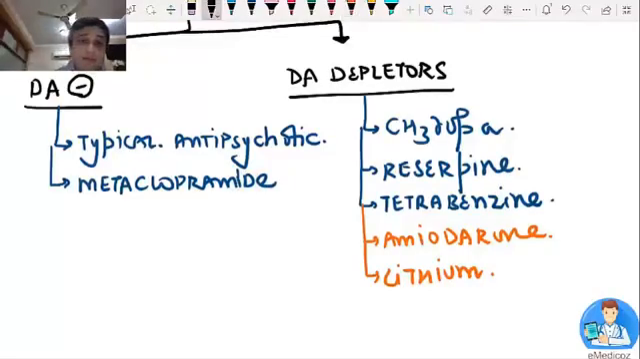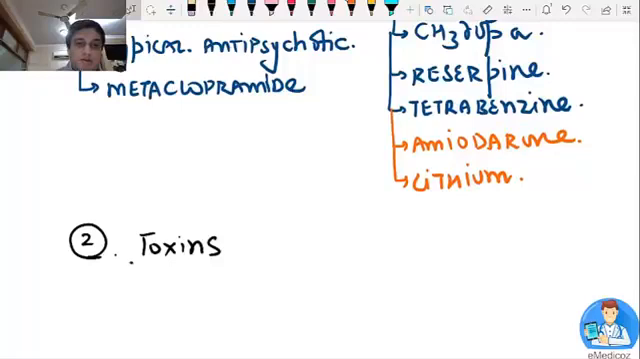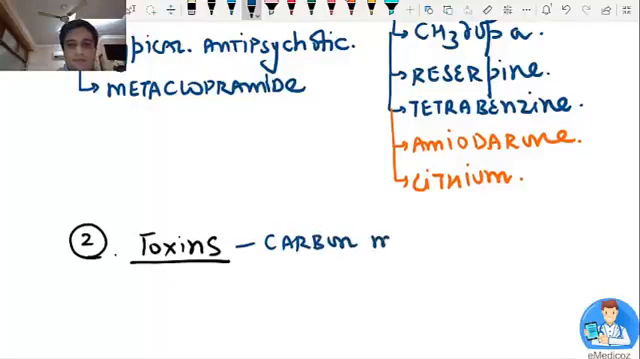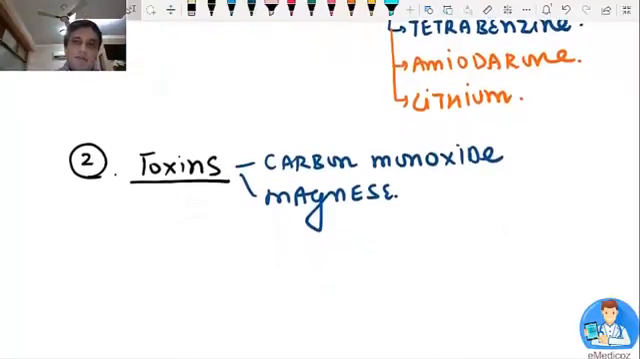Then we have another cause to remember, that is toxins. Don't forget this, toxins. A lot of toxins are there in the list, but I'll tell you the two main or rather three main toxins that you know. One is carbon monoxide, and the second one is manganese. So carbon monoxide and manganese are the two toxins which are known to be a cause of Parkinsonism if the patient has been exposed to this.